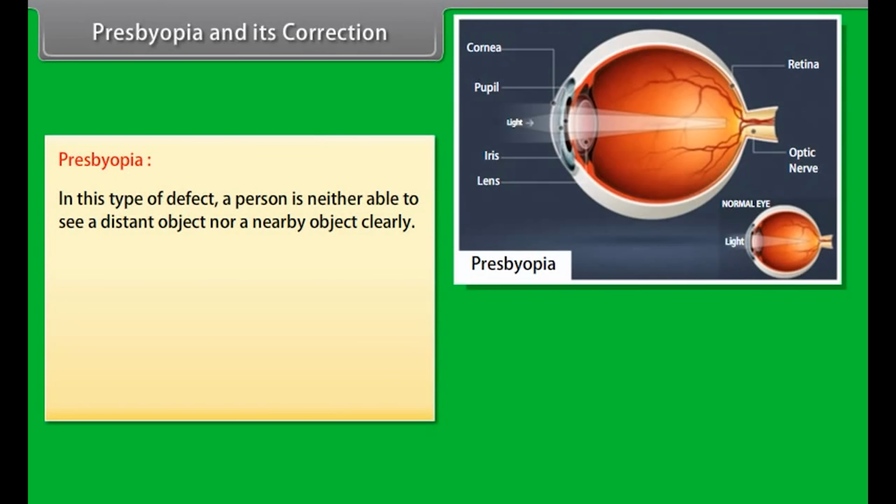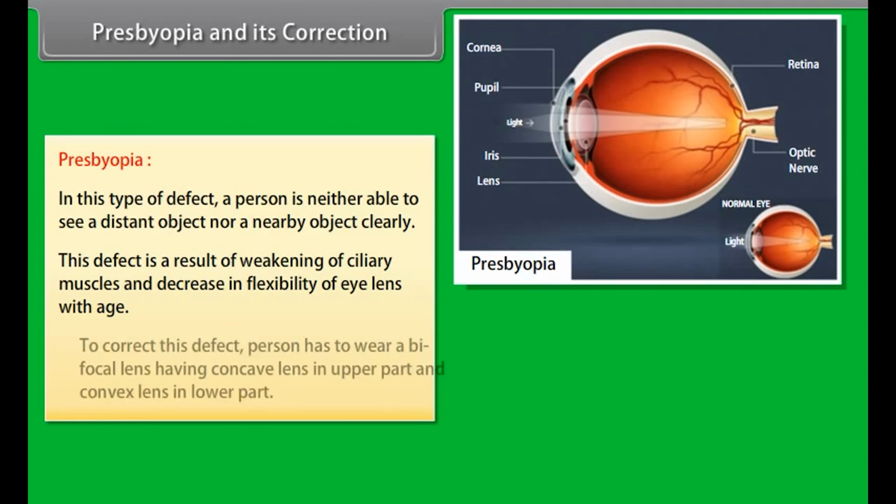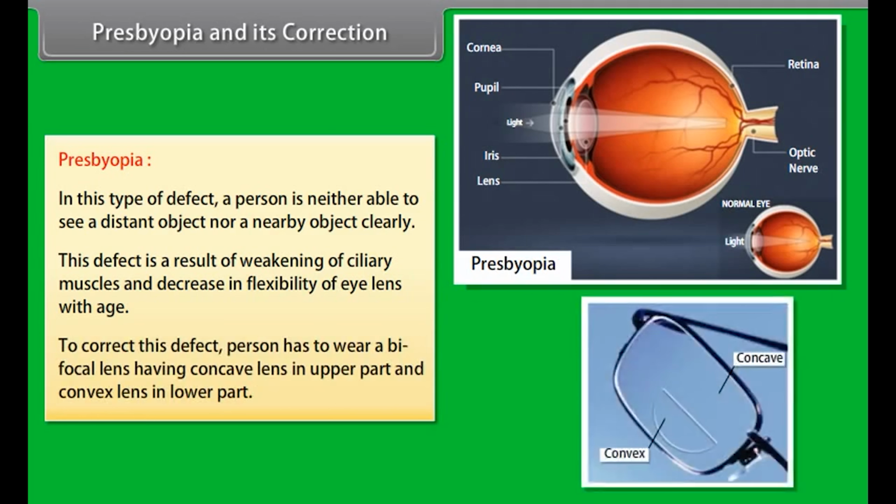Presbyopia and its correction. In this type of defect, a person is neither able to see a distant object nor a nearby object clearly. This defect is a result of weakening of ciliary muscles and decrease in flexibility of the eye lens with age. To correct this defect, the person has to wear a bifocal lens having a concave lens in the upper part and a convex lens in the lower part.